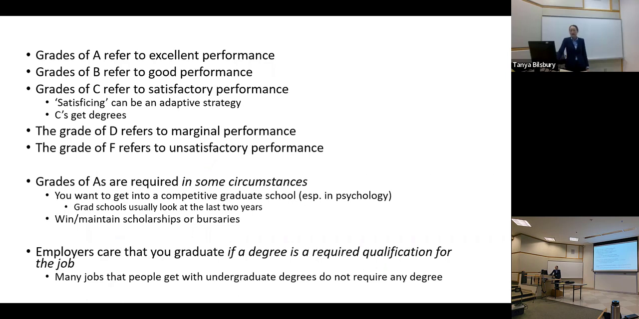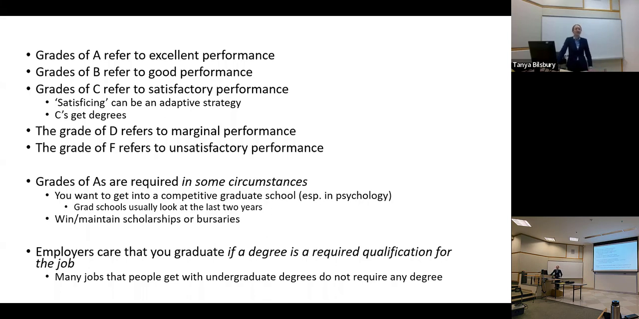Grades of A refer to excellent performance. Grades of B refer to good performance. Grades of C refer to satisfactory performance. Satisficing can be a great strategy, an adaptive strategy, right? C's get degrees. When I ask students what kind of grade they want to get, most answer they want an A. Unless you're going to graduate school, that's not really something you need.